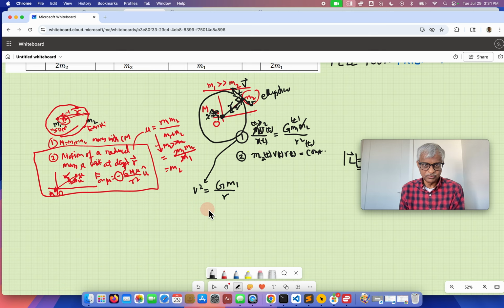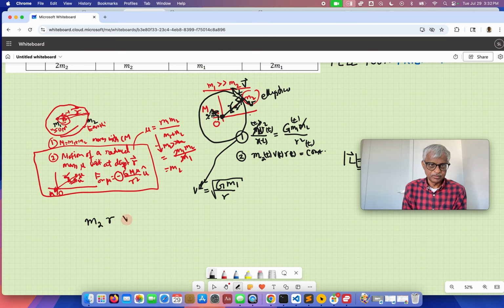Okay, so V equals the square root of this. I put it in here, so I have M2 and then R square root G square root M1 over square root R. That's equal to a constant. Let's absorb this constant in here. This is also some constant K. And so this becomes a square root over here.